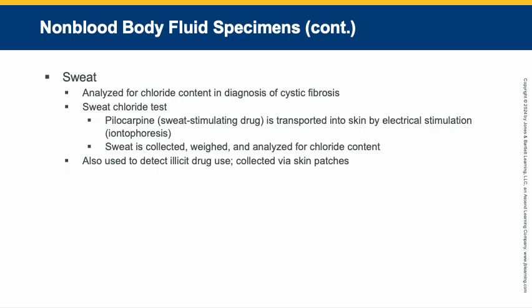Pilocarpine is the sweat-stimulating drug that is transported into the skin by iontophoresis. That procedure is like a little bitty electrical stimulation. Once that patient sweats, it's collected, weighed, and analyzed for chloride. You can also use sweat to detect illicit drug use, and that is collected through skin patches.